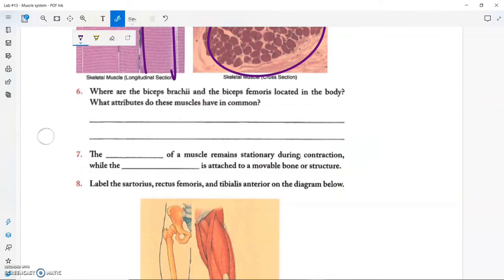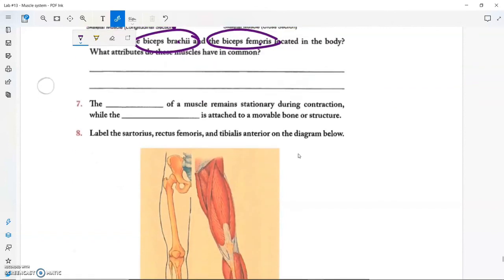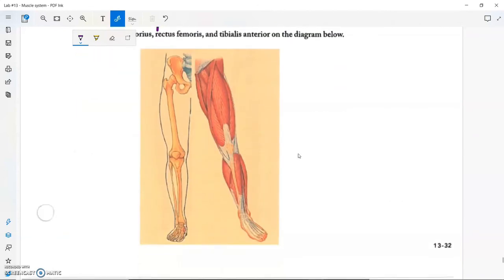Biceps brachii is located in the upper part of your arm. Biceps femoris is located in the posterior aspect of the femoral region. These muscles both are flexors, and they both have two heads, biheaded origins. So the origin of the muscle remains stationary while the insertion is attached to the movable structure.